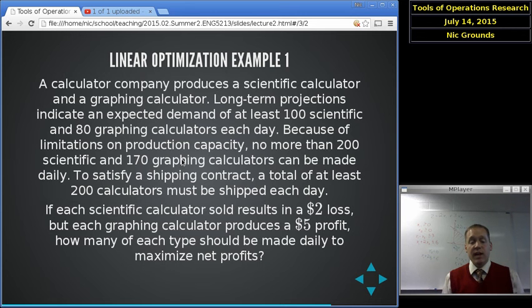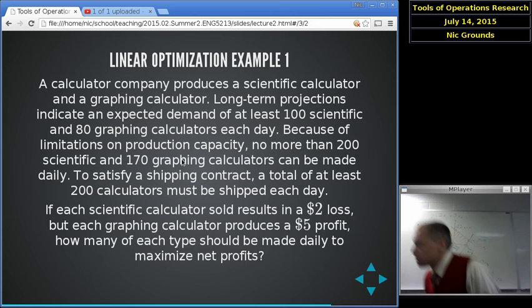Additionally, to satisfy a shipping contract, a total of at least 200 calculators must be shipped each day. So if we can sell a scientific calculator for a $2 loss, but a graphing calculator for a $5 profit, what is the optimal number of scientific and graphing calculators to make to maximize profit?